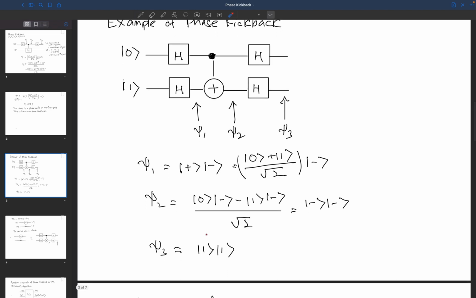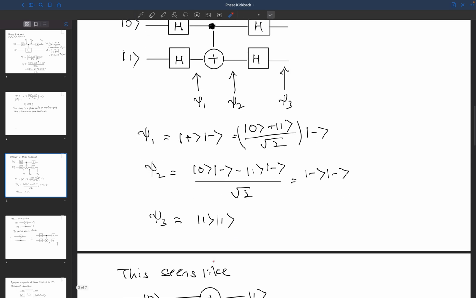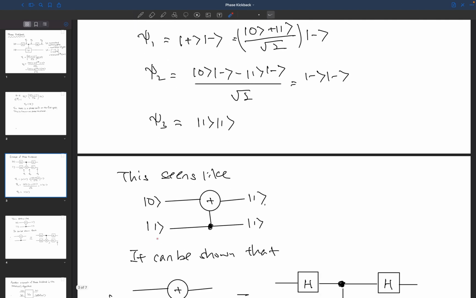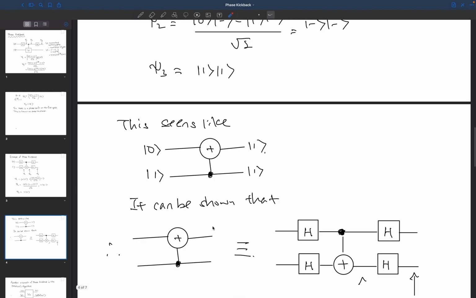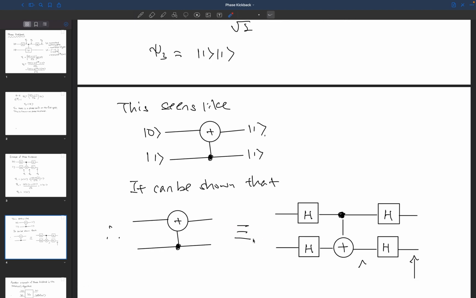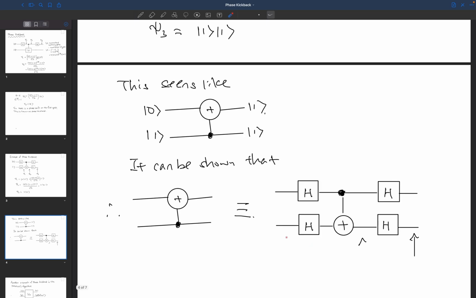So it seems that now the second qubit seems to flip the first qubit. So this can be written in this way. The second qubit now seems to flip the first qubit, so the CNOT seems to be inverse. In fact, it can be shown that this is true for all possible scenarios, and we shall demonstrate that in the code later. So this is one example of phase kickback.